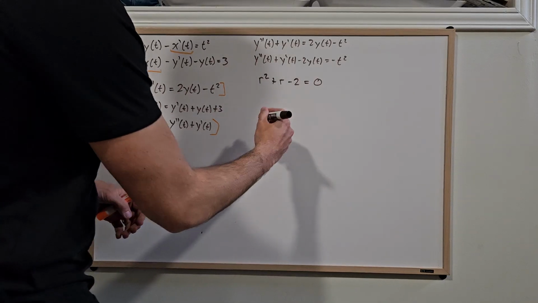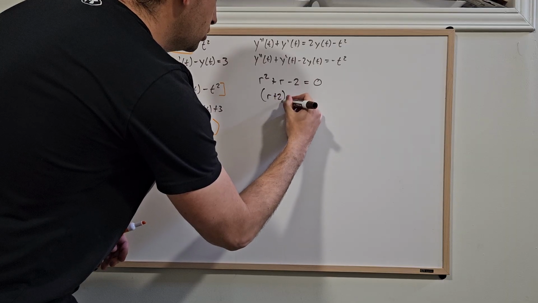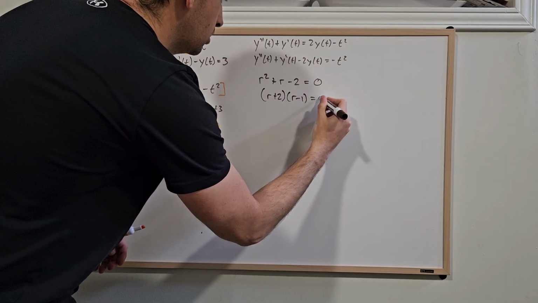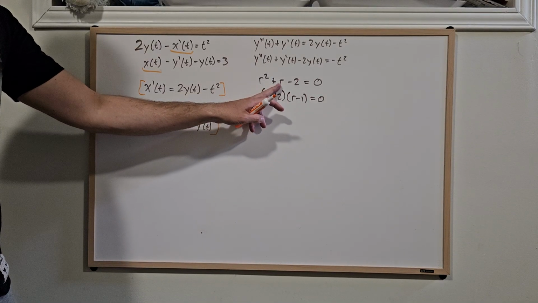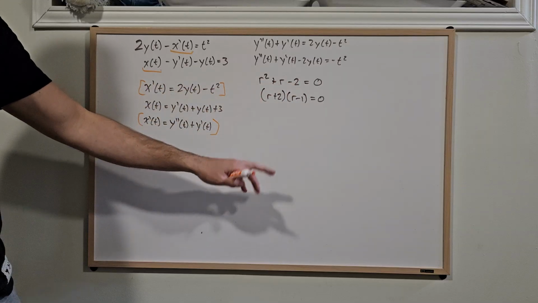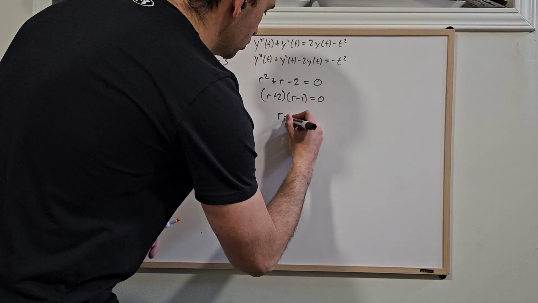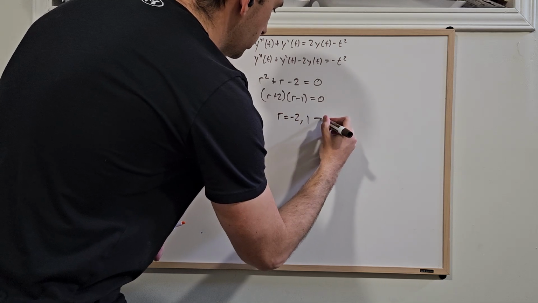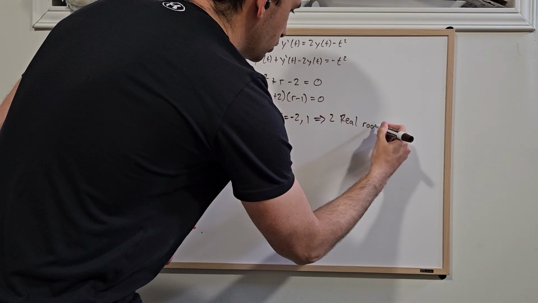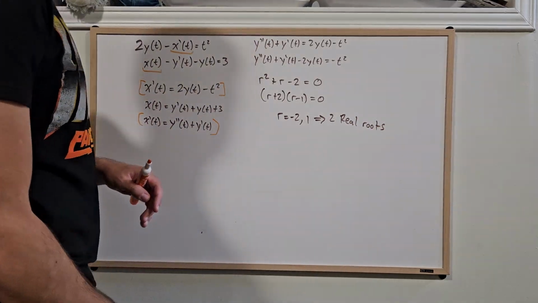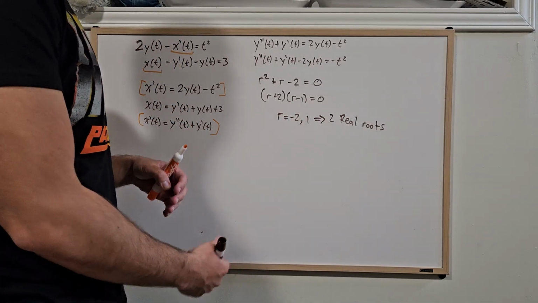Here we just have a standard quadratic. We're going to go ahead and factor this. So here we have r plus 2, r minus 1 is equal to 0. Okay? We have to find numbers that add up to +1 but multiply to -2. So 2 and -1 are our answers here. And then we can see that our solutions are -2 and 1. Okay? Here we have 2 real roots. What that means is we can take these and plug them right into our formula for the homogeneous solution.